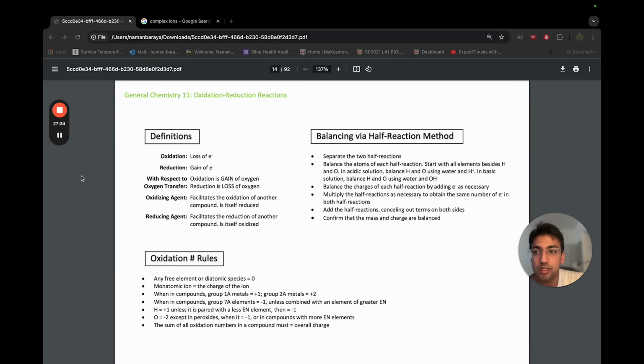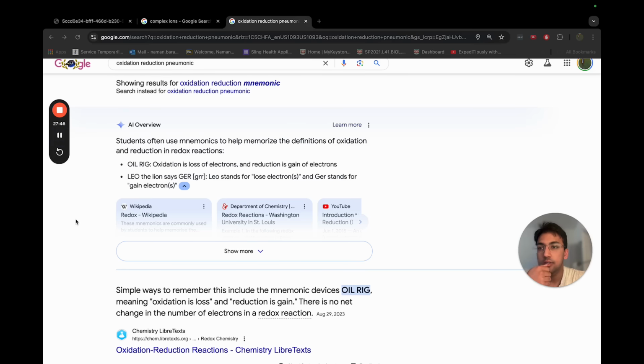Almost done. We're on oxidation and reduction reactions now. So oxidation is loss of electrons, reduction is gain of electrons. I'm sure you've heard of the mnemonic, I'm forgetting it. So this is the mnemonic that I was forgetting: OIL RIG, oxidation is loss, reduction is gain. That's kind of helpful for me.